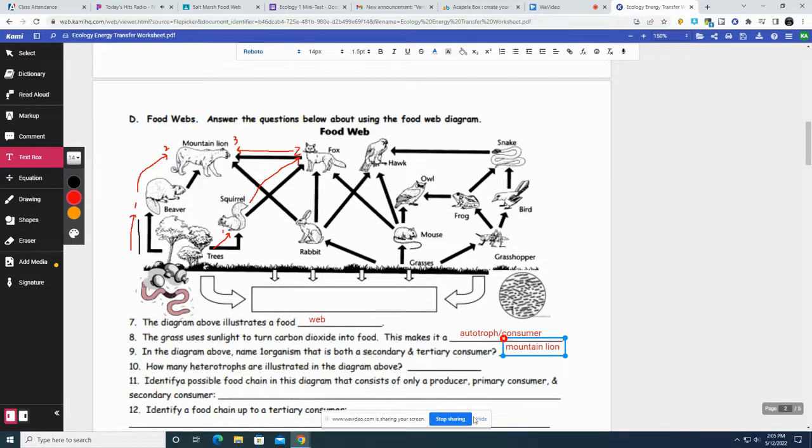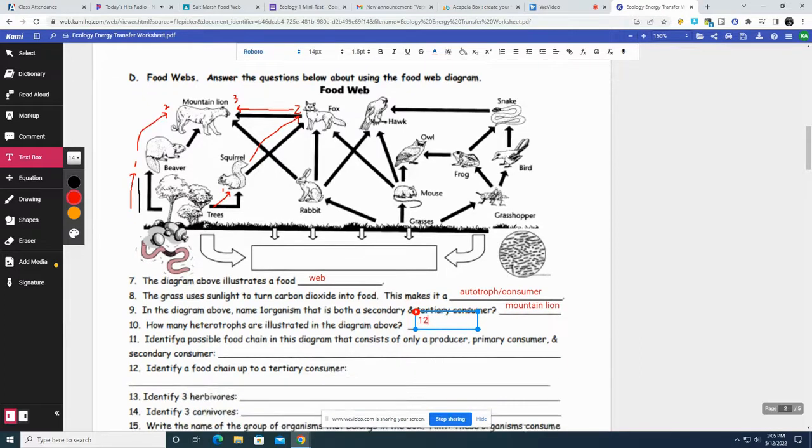Mountain lion. How many heterotrophs are in the diagram? So it's everything except the trees and the grasses. So there's 1, 2, 3, 4, 5, 6, 7, 8, 9, 10, 11, 12. I got 12, unless I missed one. Close enough. 12.